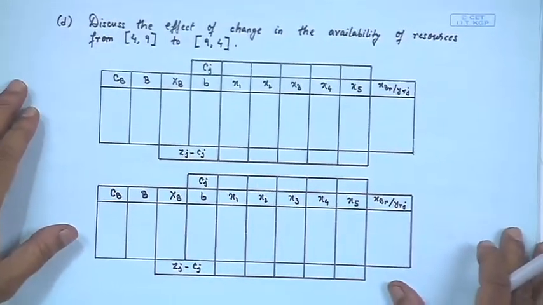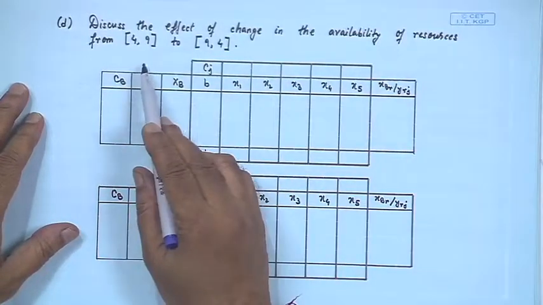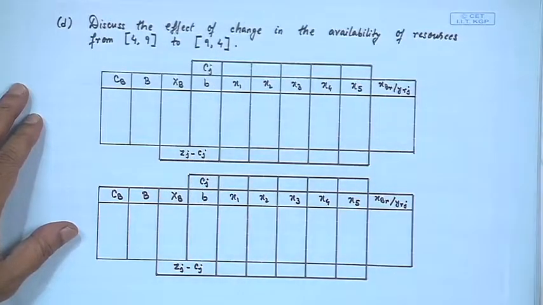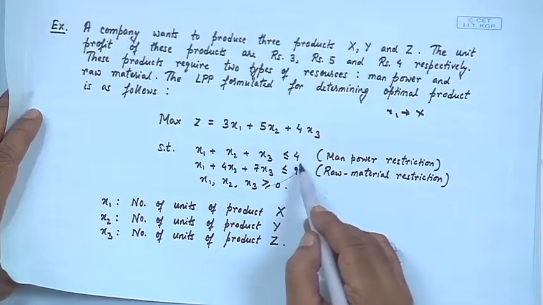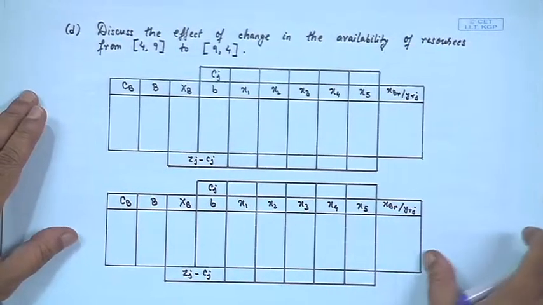Now, let us see the fourth one. Fourth one: discuss the effect of changes in the availability of resources from 4, 9 to 9, 4. That is your original problem. If you see, it was 4, 9. This I replace by 9, 4. Then what will be the change?